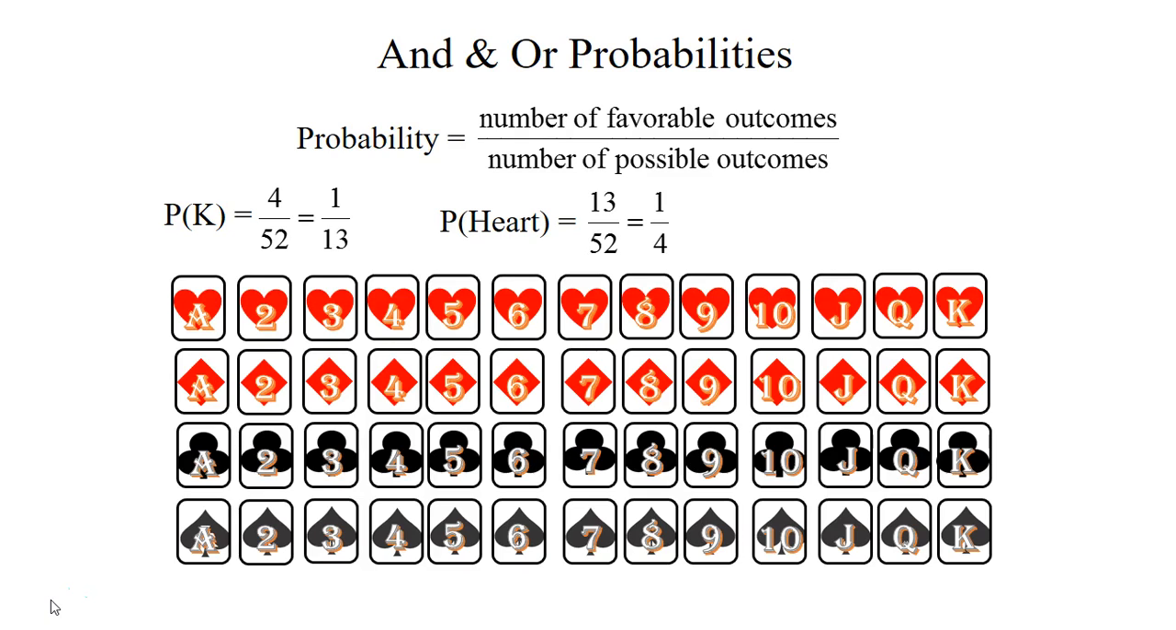Now let's find the probability of selecting a king and a heart. Keep in mind that this is just one draw from the deck of cards, so the card has to be both a king and a heart. There is only one card that's a king of hearts, so that's 1 out of 52. When we're looking at the "and" probability, in this case that's the intersection, so the intersection of kings and hearts.